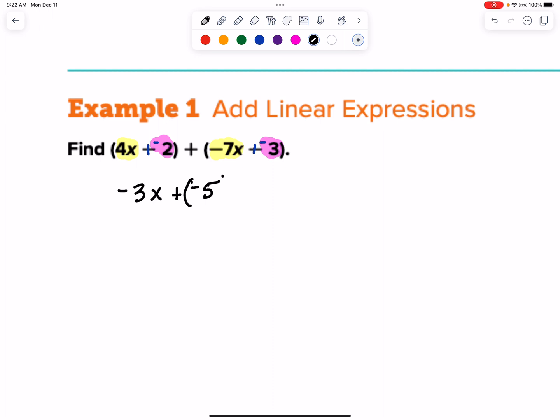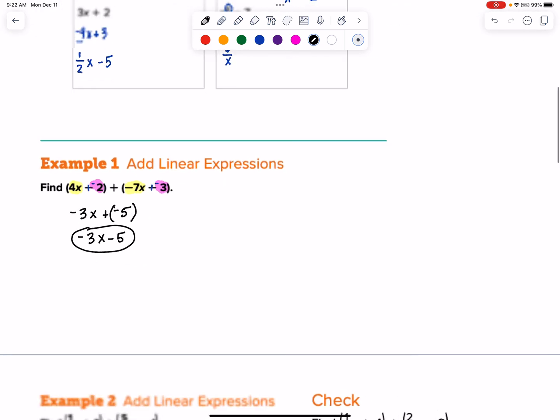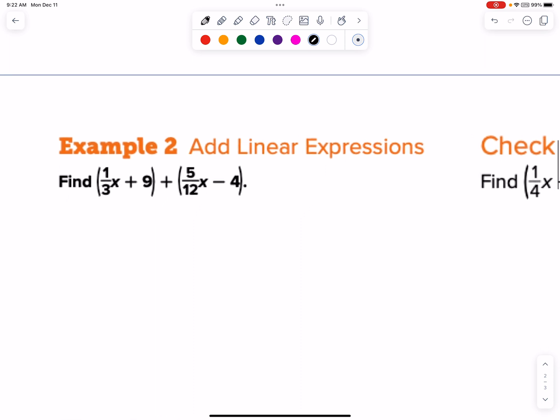Remember, to simplify, you cannot have parentheses, so we're always going to go back to just representing that as a minus 5 instead of adding a negative 5. And so this ends up being my answer. Okay, so very similar to yesterday, really. All right, let's go ahead and add these.